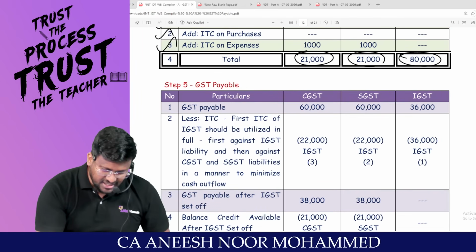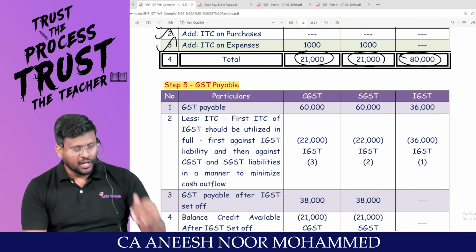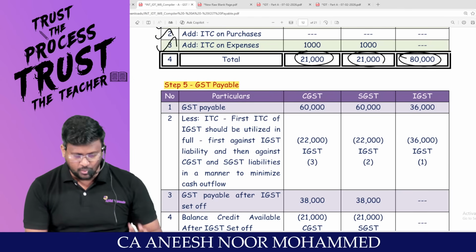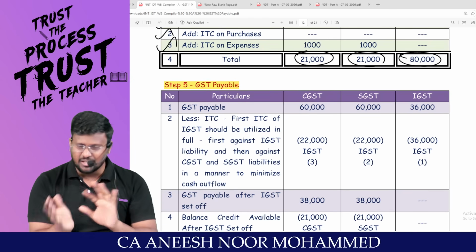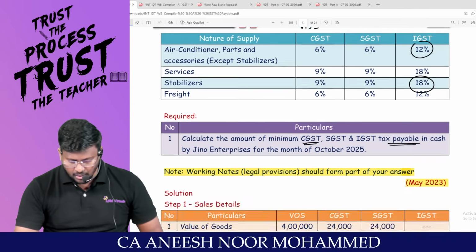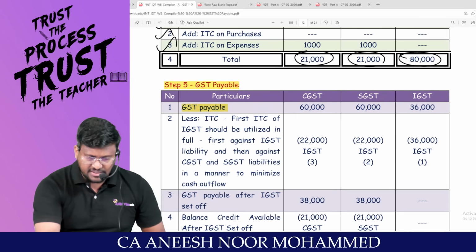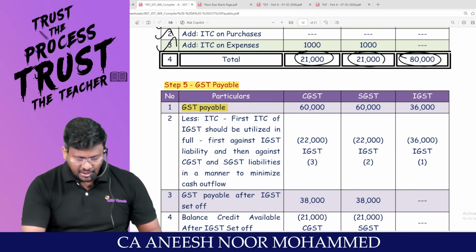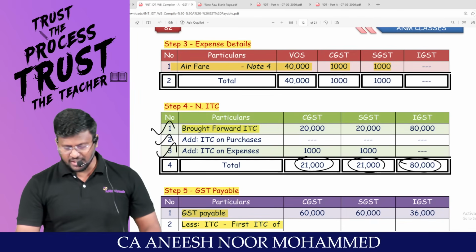With God's grace, there is no RCM adjustment and all there. There is no outward RCM and there is no inward RCM. So there is no minus plus game and all. GST payable as per step number 1. What is GST payable? 60, 36,000. Comfortable? Less ITC, man. You have to go and check the ITC table.